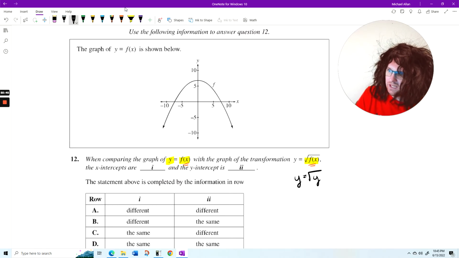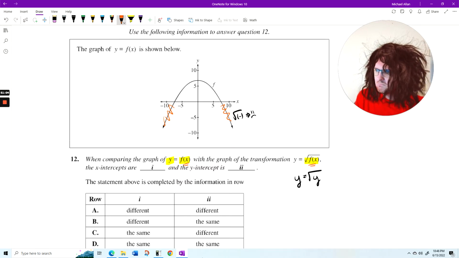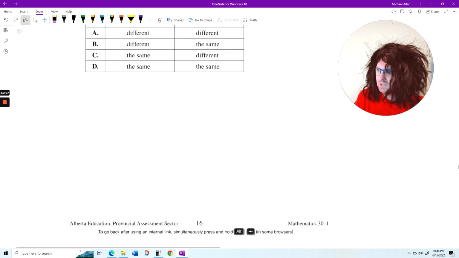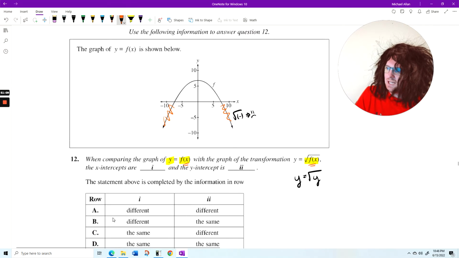Now if the y values are negative, like these ones down here, that's sad, it's imaginary. They're not allowed to do that in the real number system. The same thing with the other side over here. So these disappear. Well, that doesn't really help us solve the question. It might help us solve what's the domain if it asks us that question, but it doesn't. It's asking us what happens to the x-intercepts.